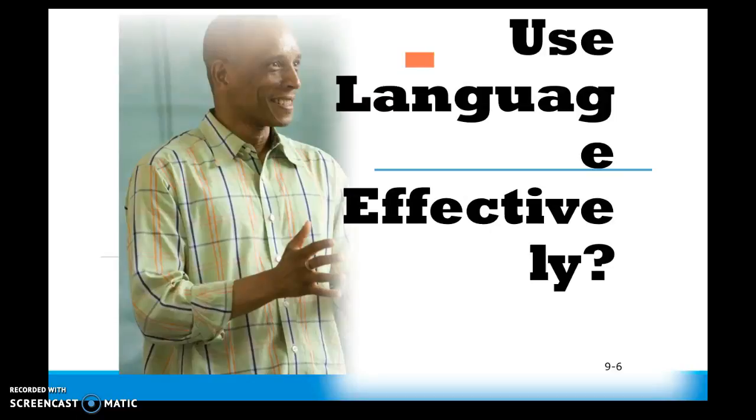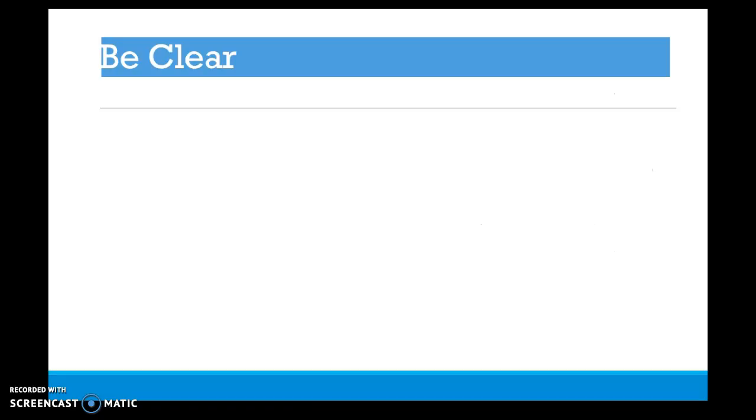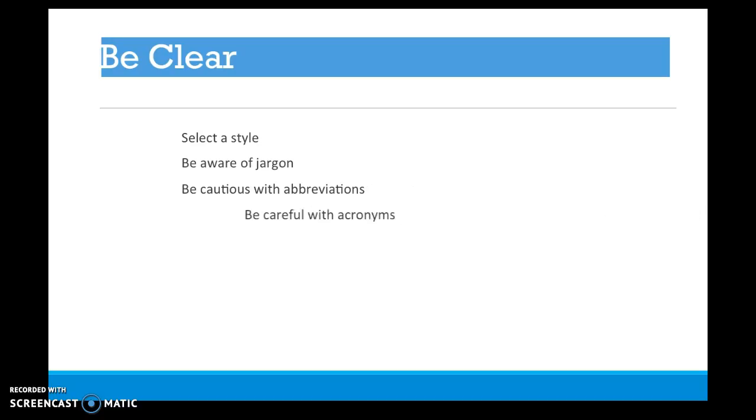So now that we talked about the power of language, how do you use language effectively? The most important thing to do is be clear. Select a style and level of language that is clear and familiar. Beware of jargon. This is specialized or technical language, which can be confusing to your audience. Be cautious with abbreviations or specialized technical language. And also be cautious with acronyms, a word formed from initials or other parts of several words.